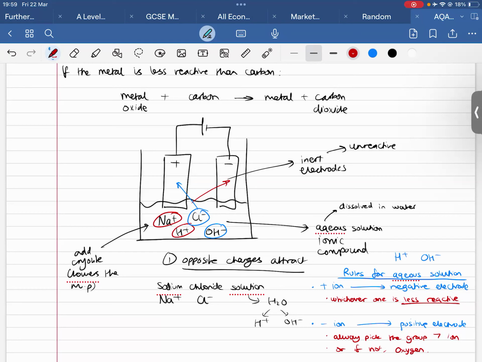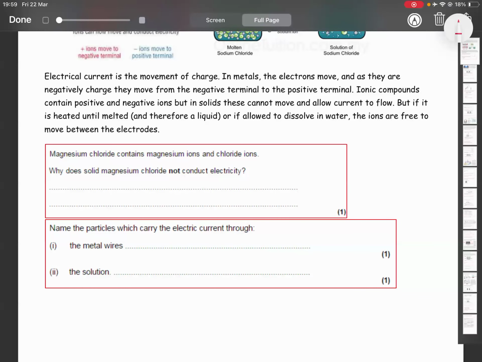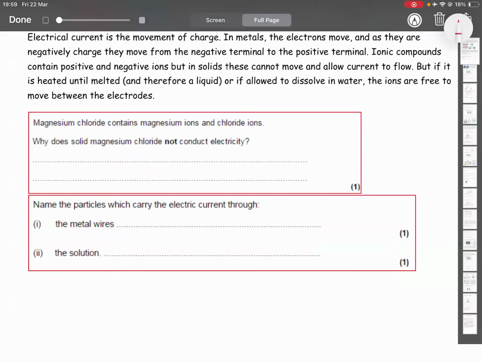That's it. So let's look at some questions. Even if you don't understand it fully, if you memorize these common questions, you'll probably get the marks, especially in the easy questions and probably even in the harder ones.